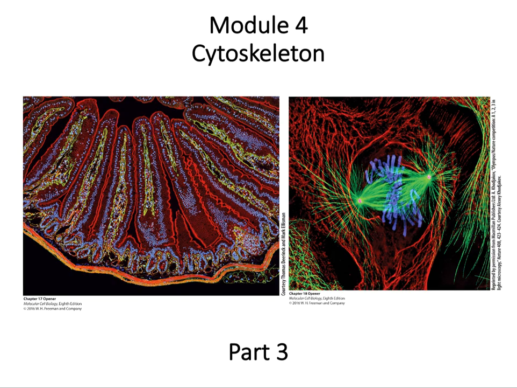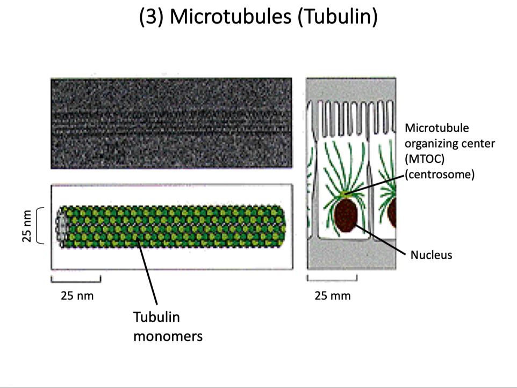Module 4, Part 3. In this part, we will begin discussing the third type of cytoskeletal filament, and that is microtubule. It is made up of tubulin monomers. You will remember that I told you that these are the largest of the three filaments, about 24 to 25 nanometers in diameter. They are hollow or cylindrical in shape and very rigid as compared to the other filaments, actin and intermediate filaments.